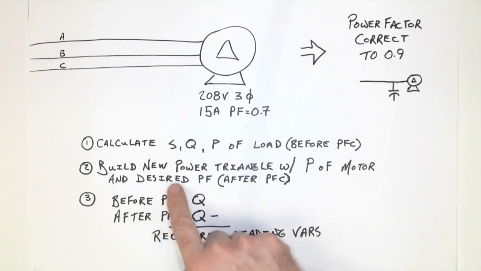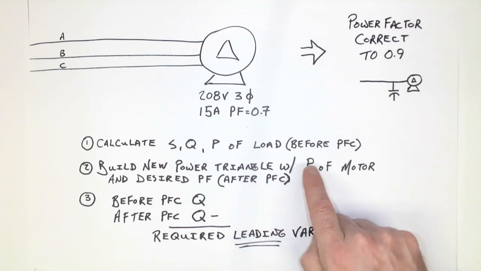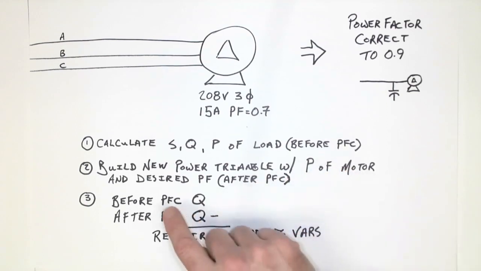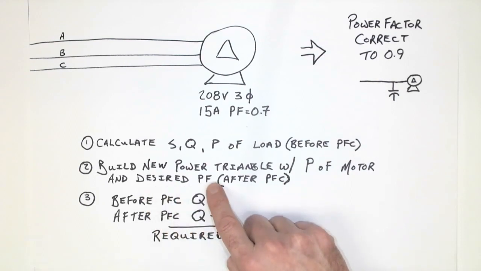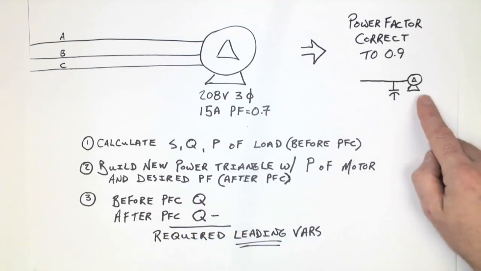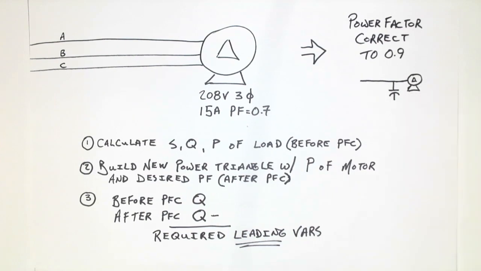The second step is then to build a new power triangle with the P or watts of the inductive load and the new power factor. So in this particular situation, we are wanting to power factor correct the motor to 0.9. So the triangle would have the 0.9 power factor.